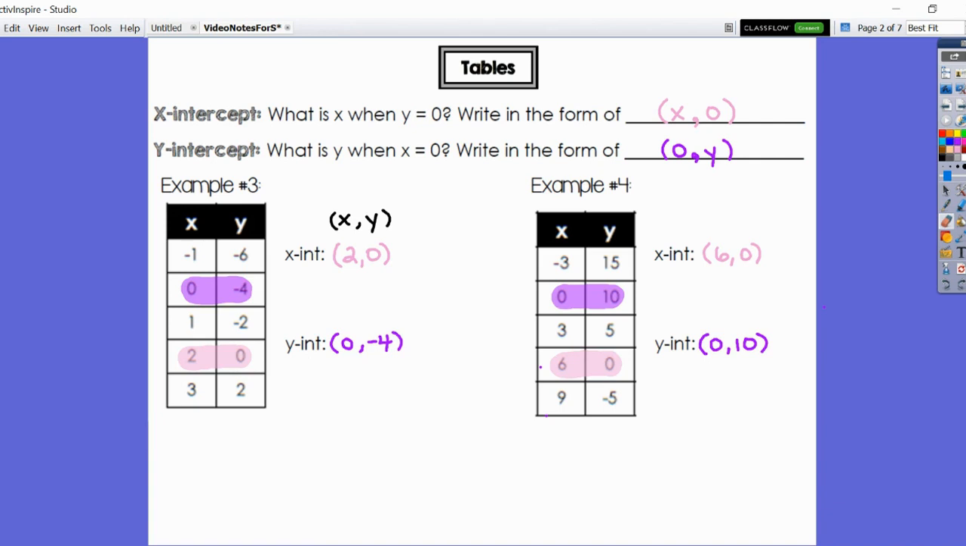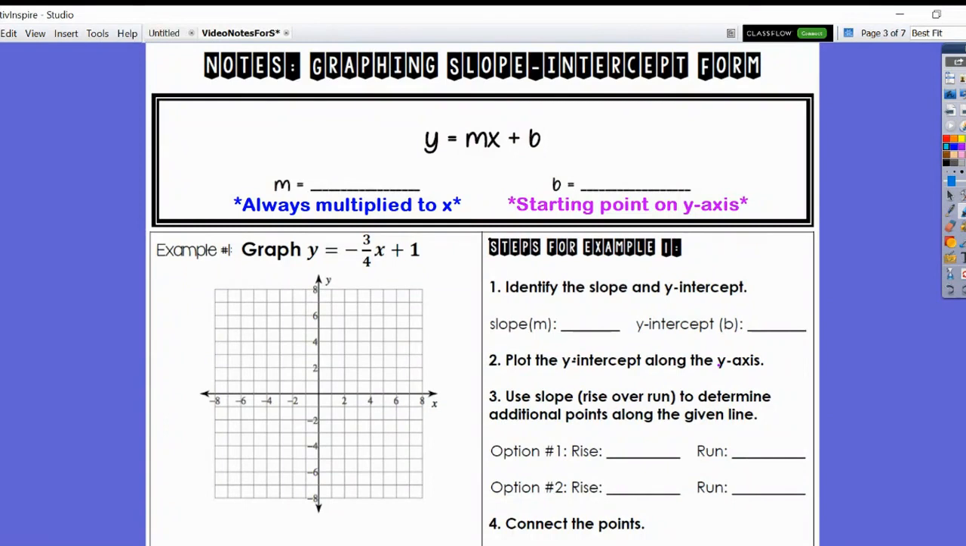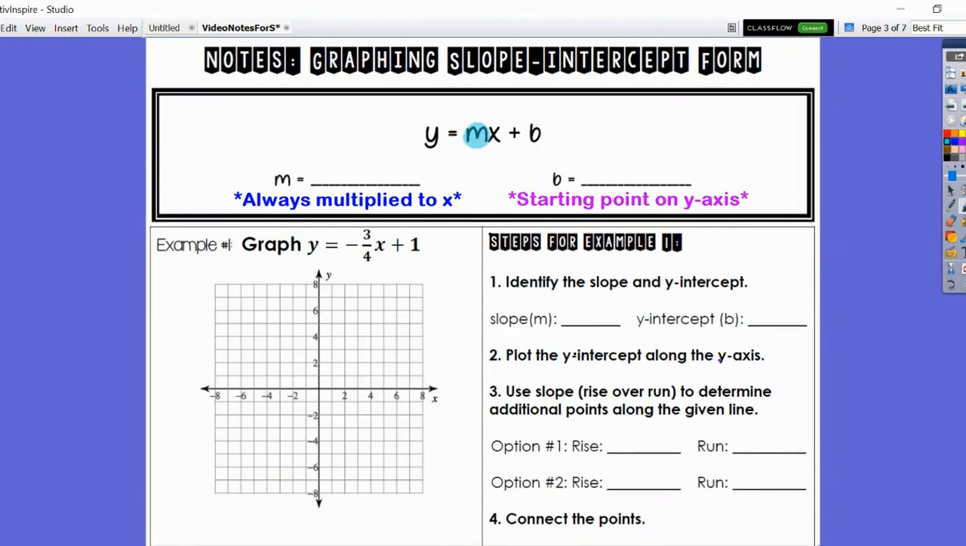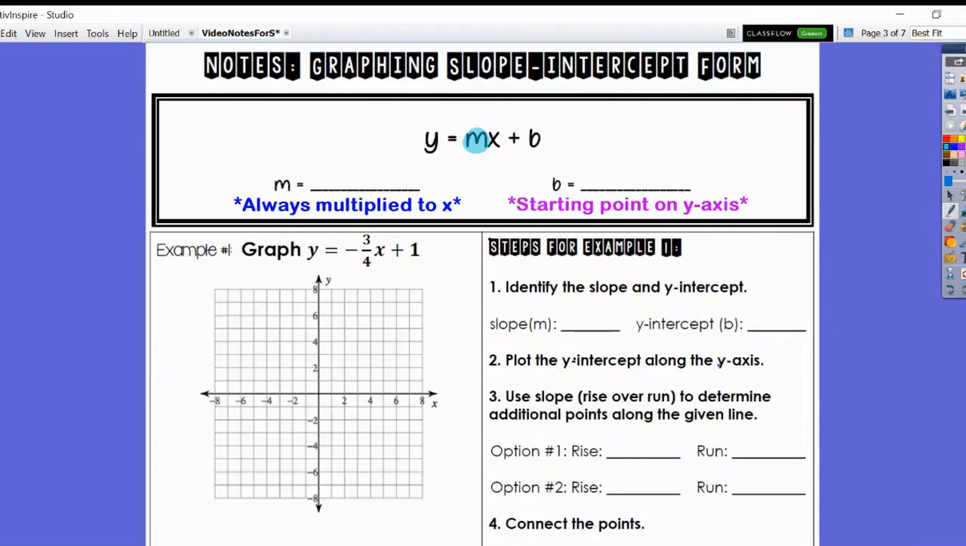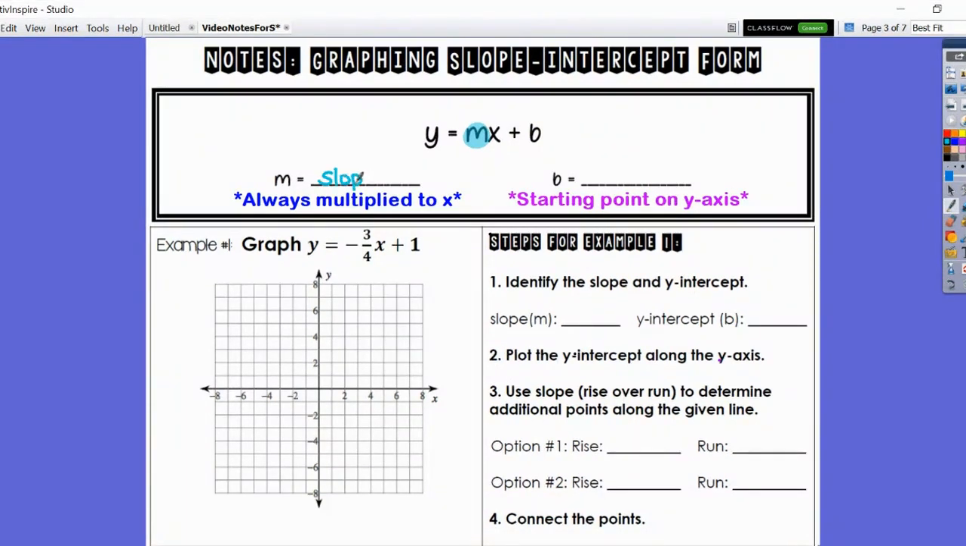Now that we know intercepts, let's use it for our slope-intercept form. Now we combine the two together for slope-intercept form. That is y equals mx plus b. We have our m representing always the slope, and I like to put a reminder that it's always going to be the number multiplied to x.